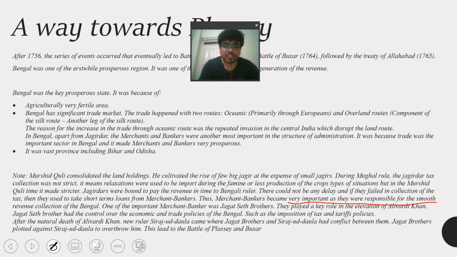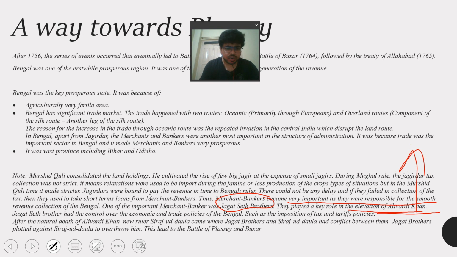One of the important merchant bankers were the Jagat Seth brothers, who were very close to the British. They played a key role in the elevation of Alivardi Khan. The Jagat Seth brothers had control over the economic and trade policies of Bengal, such as the imposition of taxes and tariffs, and they controlled the rulers as well. As I've already mentioned, they played a key role in the elevation of Alivardi Khan.